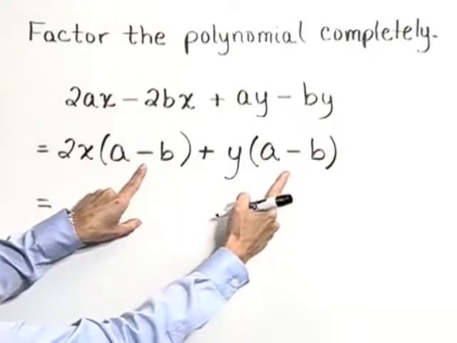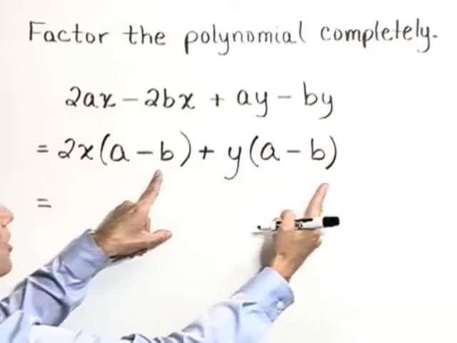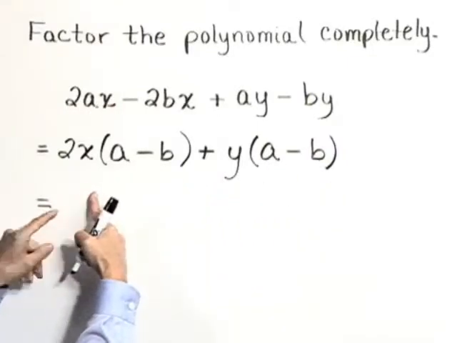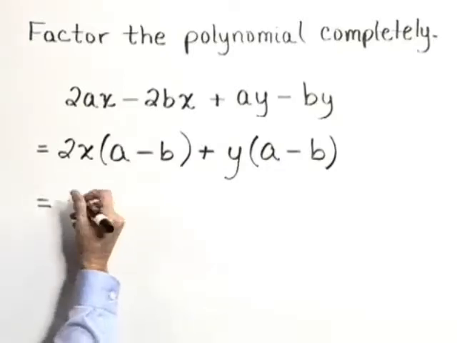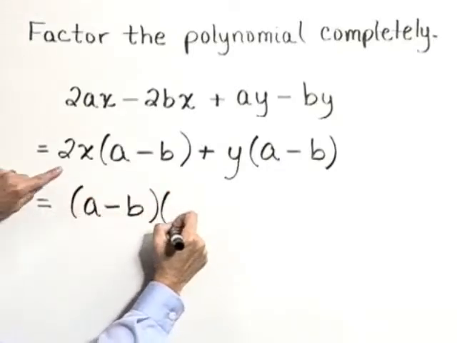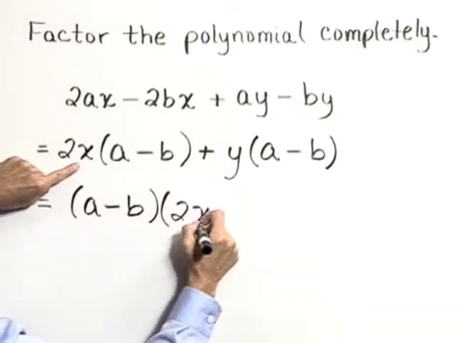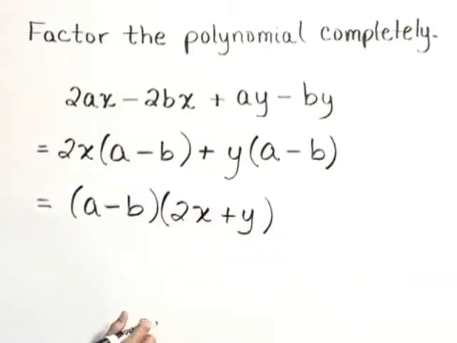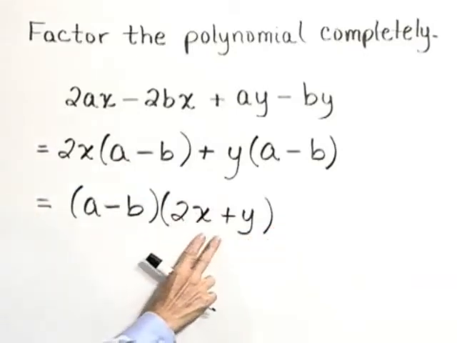Now we've met our goal at the second step of factoring by grouping in so much that we've got a common factor of a minus b in both of our large terms here. And now we can pull that common factor out into the front. So to complete the factorization, this becomes a minus b times 2x plus y. Therefore, our completely factored form is a minus b times 2x plus y.